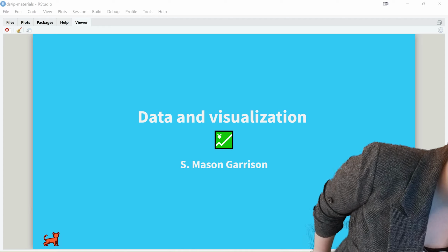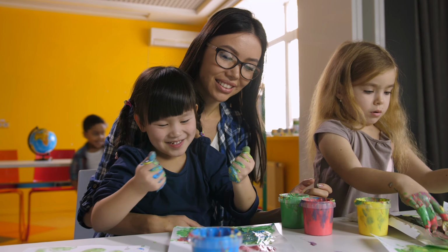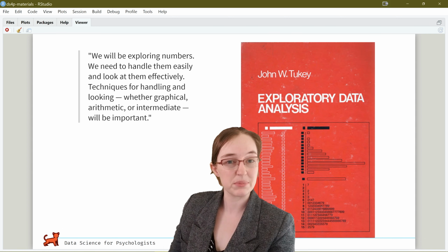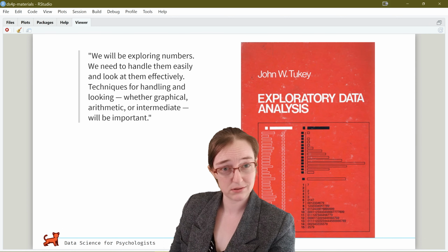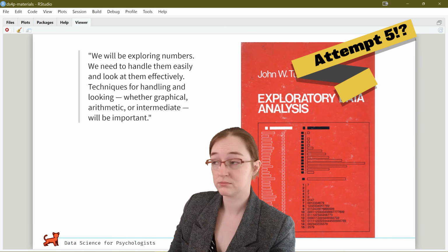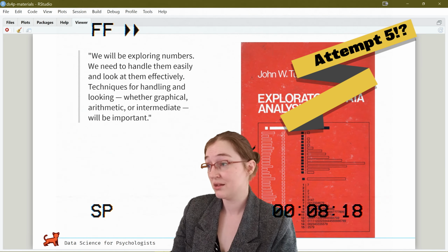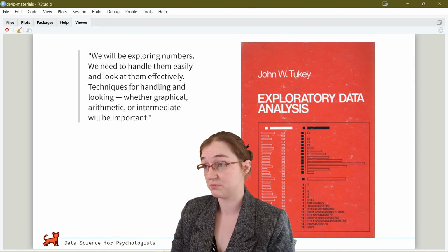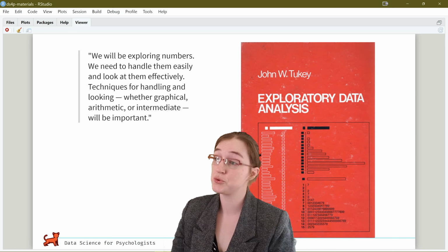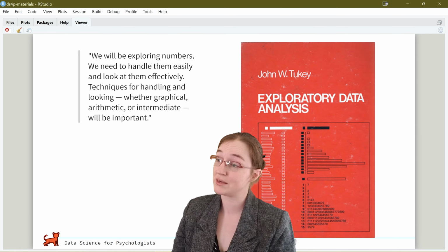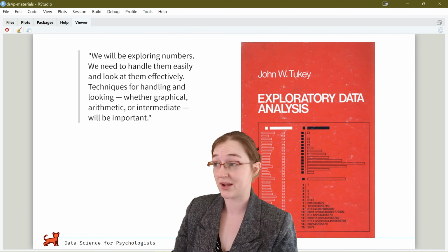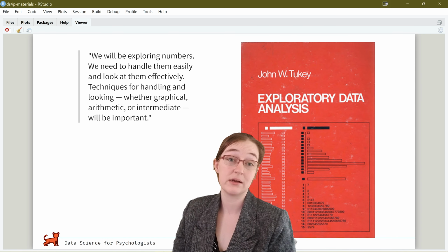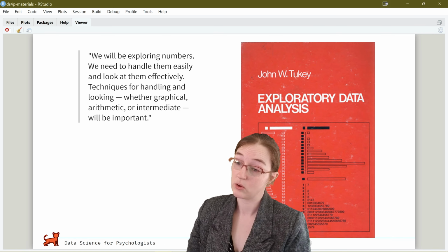But anyway, welcome to Data and Visualization. We're first going to talk about exploratory data analysis. And I'm going to begin with a quote by John Tukey. Not that Tukey. We'll be exploring numbers. We need to handle them easily and look at them effectively. Techniques for handling and looking, whether graphical, arithmetic, or intermediate, will be important.